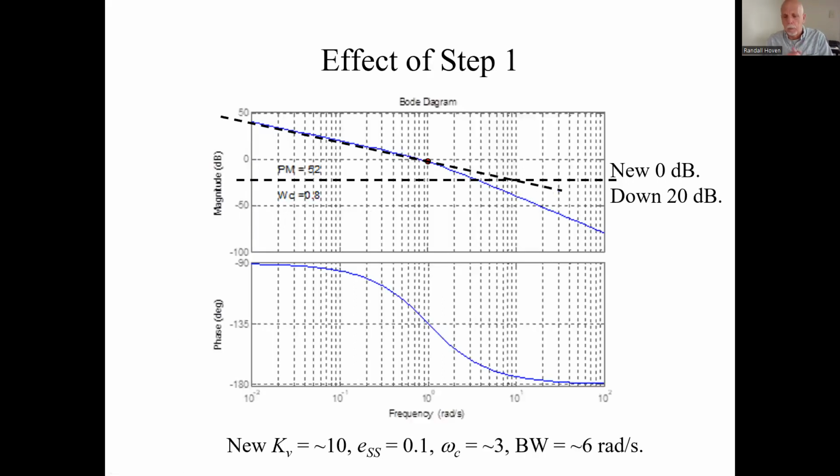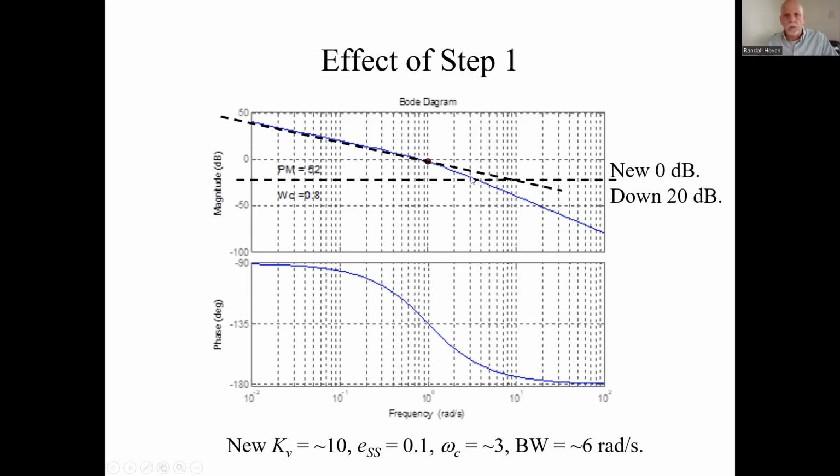Here's the effect of step 1. Increase the gain by a factor of 10, which is 20 dB. So we move our reference line down. It is 20 dB below. This is the new 0 dB line, so we meet our steady state error spec.